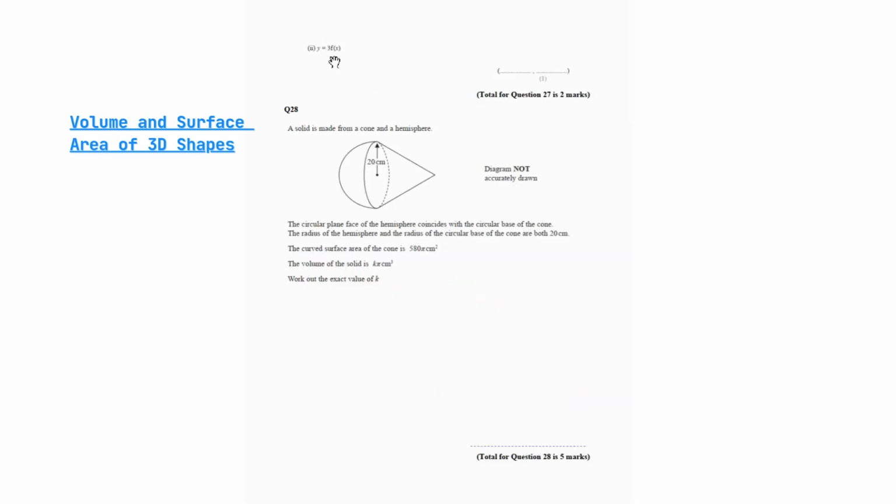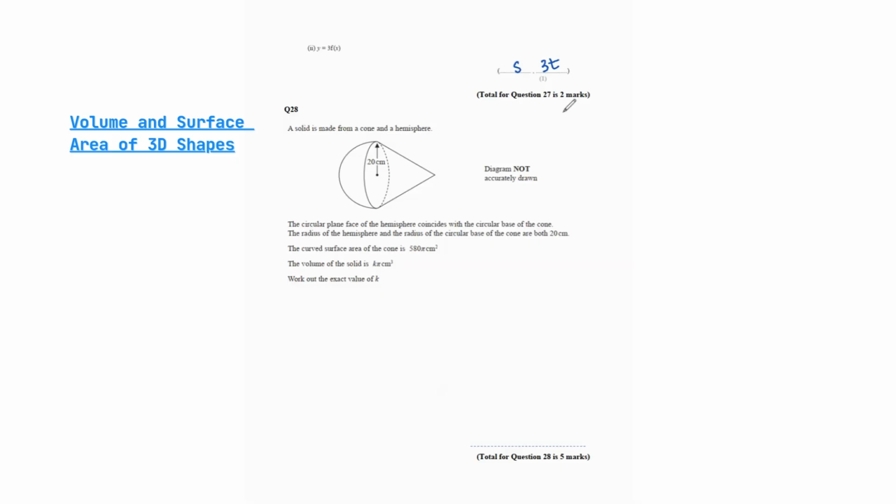Then part B says y equals 3 times f of x. 3 times f of x means that we're multiplying something directly to f of x, which is the y value. So that means the transformation is happening vertically, not horizontally. So now in this case, s would remain the same and t would be multiplied by 3. So the coordinates are going to be (s, 3t).